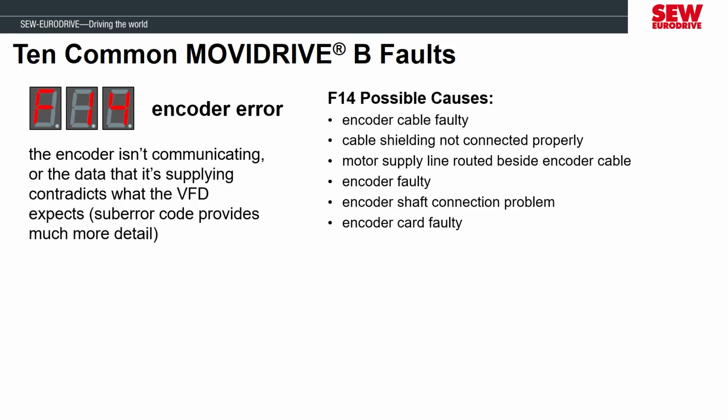This often happens when the encoder cable is disconnected when troubleshooting motor or application issues. As soon as you reconnect the encoder cable and power up the MOVIDRIVE, the fault should be cleared. As a reminder, always switch off power before unplugging the encoder cable. It is very possible to damage the encoder card in the MOVIDRIVE if you don't switch off power. A damaged card can lead to a persistent F14 error.